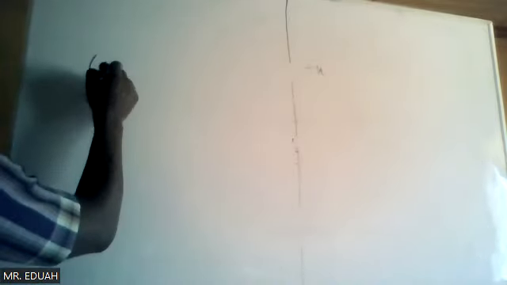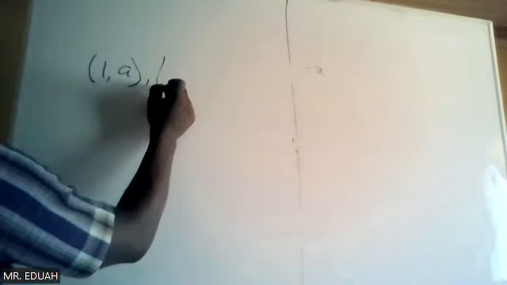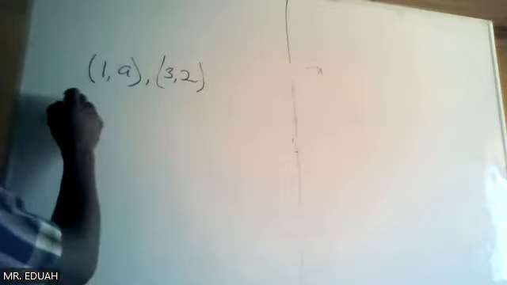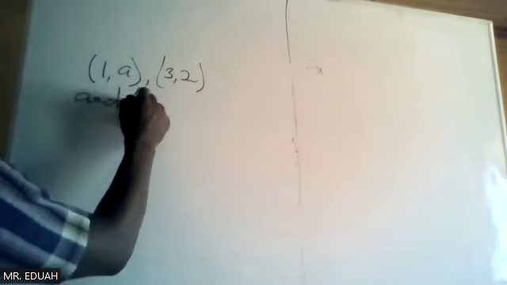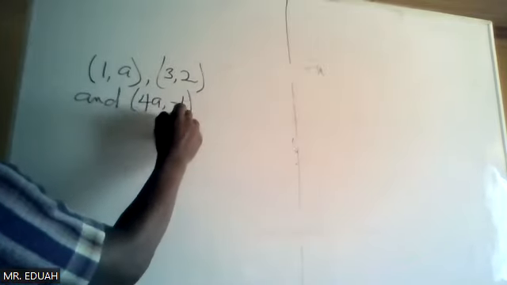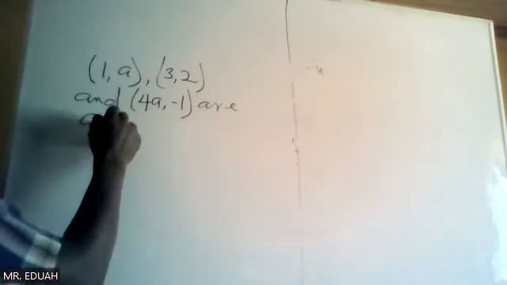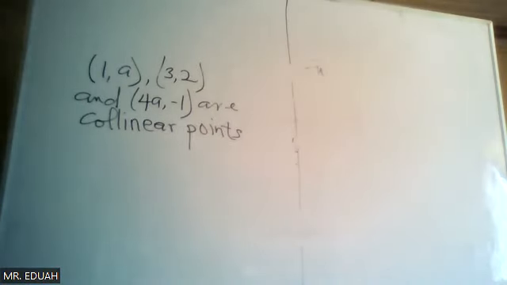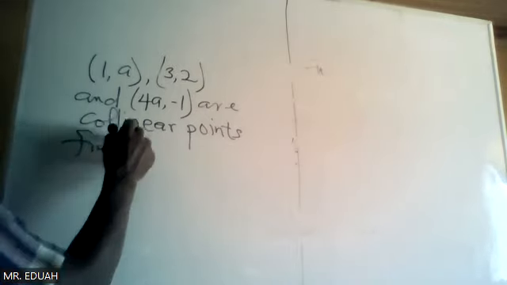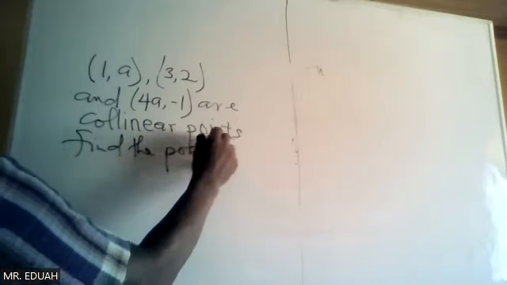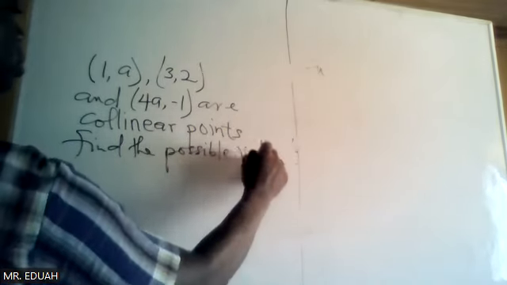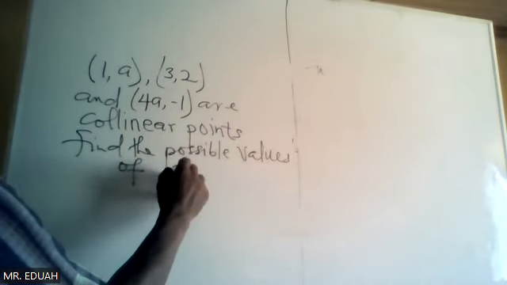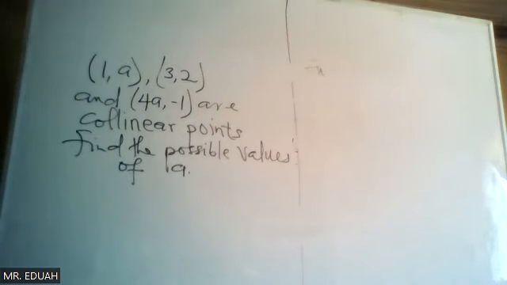So write the points. I write it on the board. The points (1, a), (3, 2), and (4a, -1) are collinear points. Find the possible values of a. That's all.